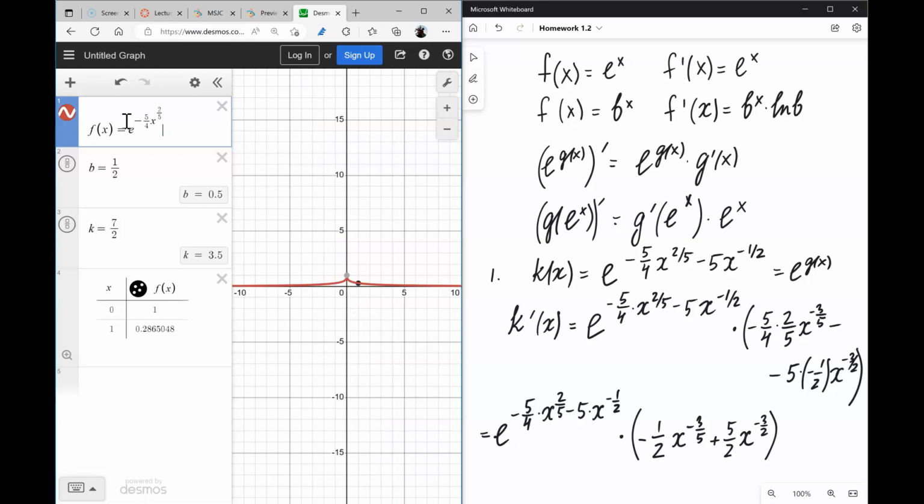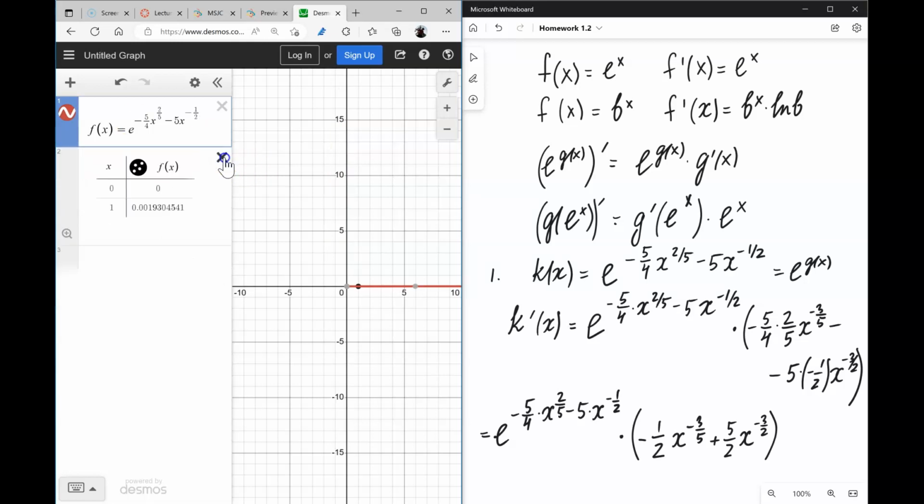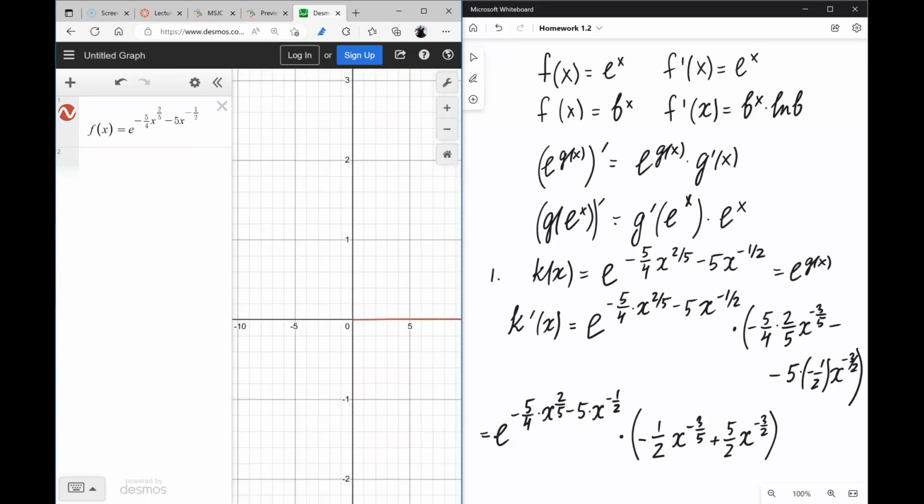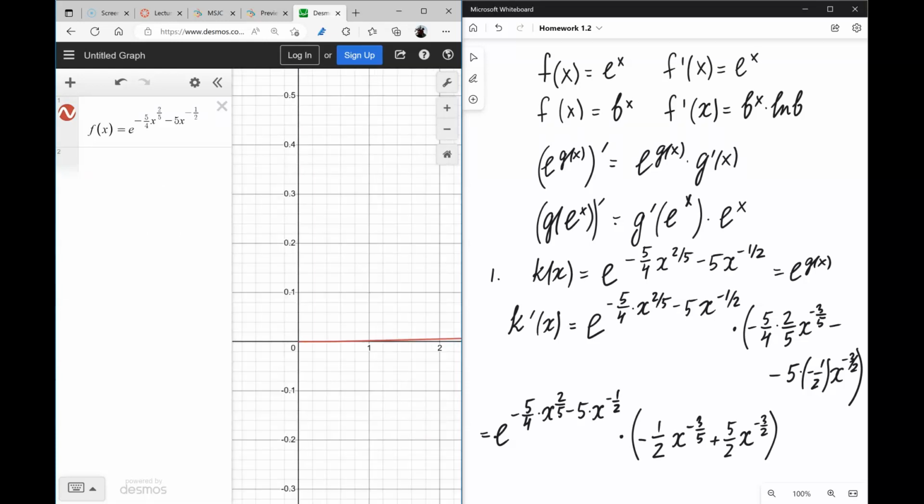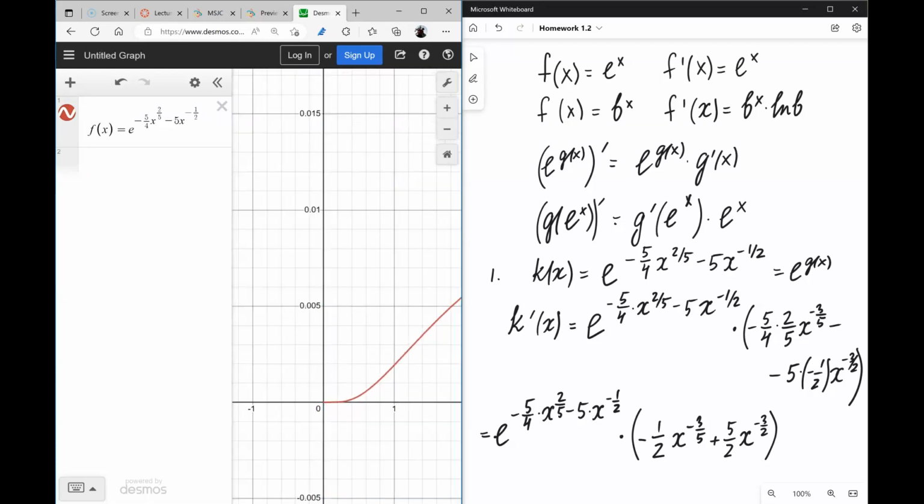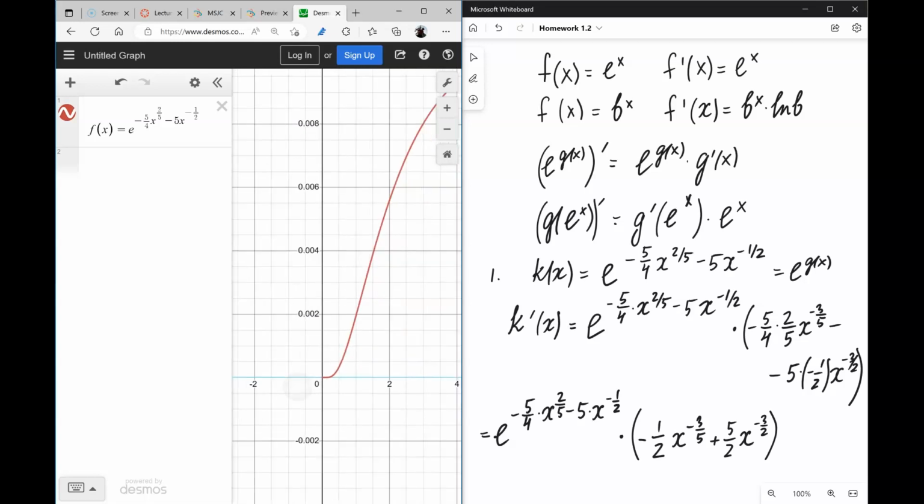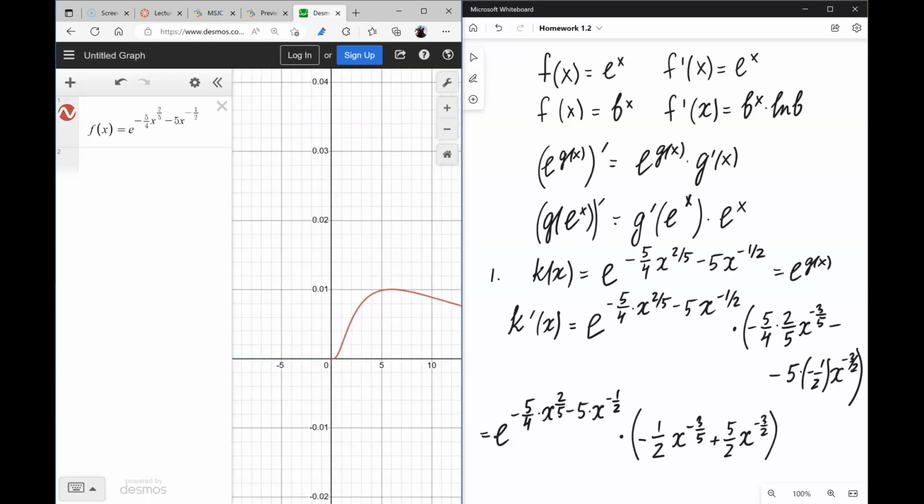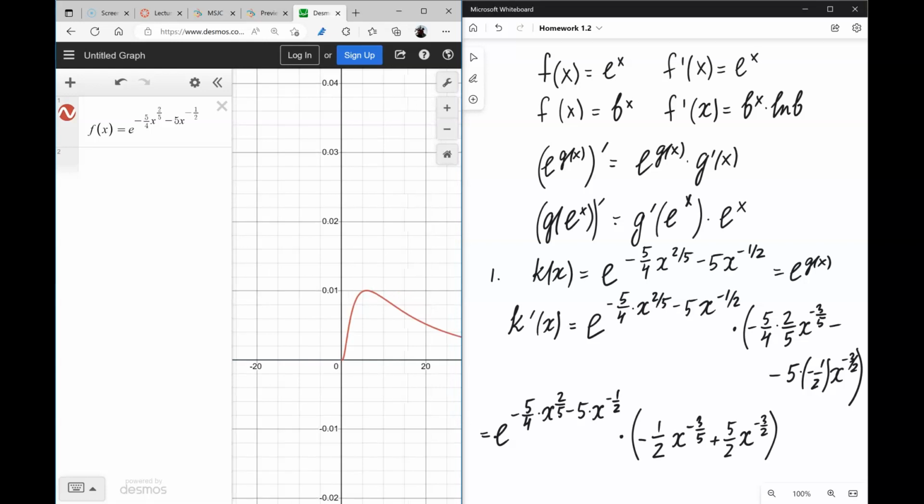So this is the function. This is what it looks like. It looks pretty flat, but we're just not zooming in far enough, and so this is what the graph looks like. So it's a pretty cool function.